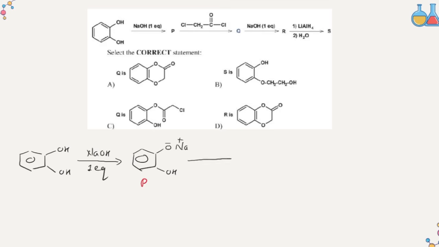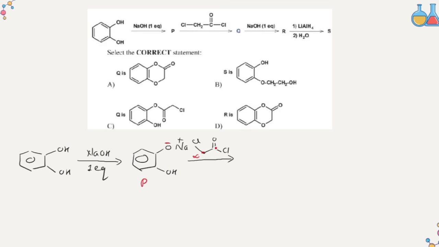Now, P is going to react with the acid chloride. The acid chloride is a functional group with COCl and then we have a CH2Cl over here. Many students will not understand this step because they are confused whether this oxide will attack the alpha carbon or the acid chloride carbon.